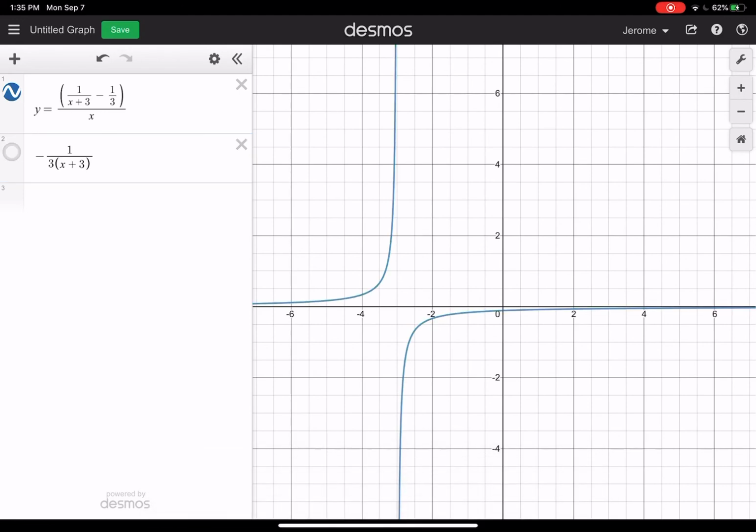All right, so that concludes that particular question. In the next video, we're going to look at one more powerful strategy, which is called the squeeze theorem.